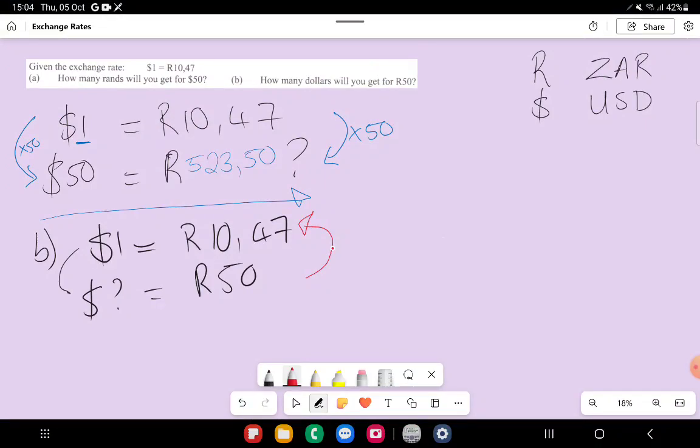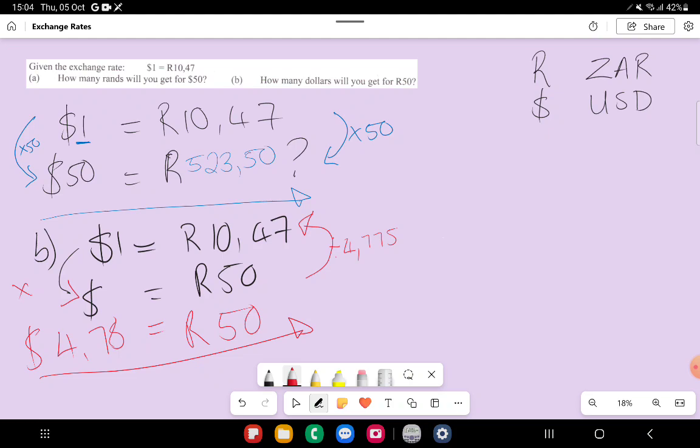So this is 4.775. If I'm going from bottom to top, I am going to do the same thing on this side, right? So what am I going to do? I'm going to say $1 multiplied by 4.775. So going down is multiply, going up is divide. But the same amount applies, which means that 50 rand is actually equal to, let's put this in dollars, $4.78.